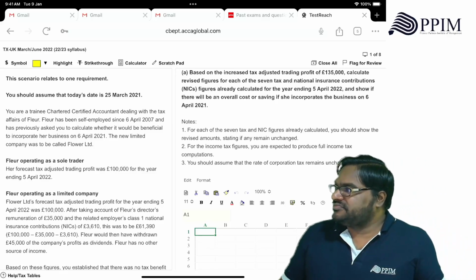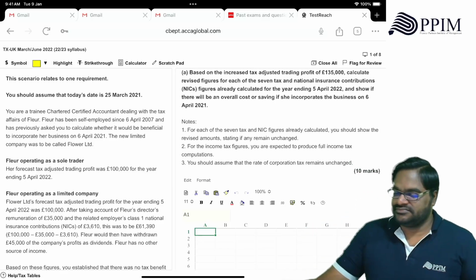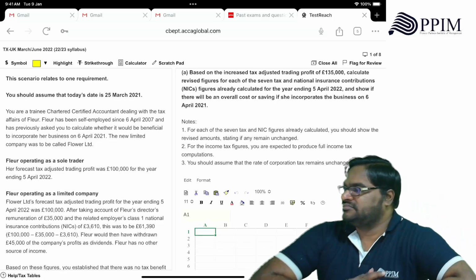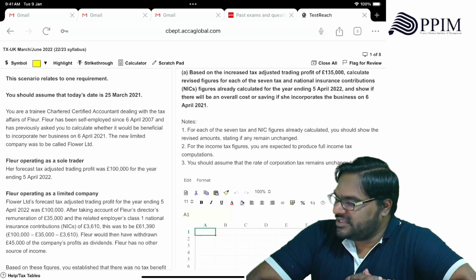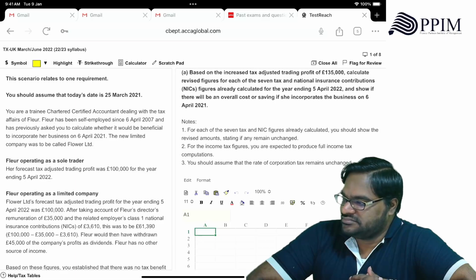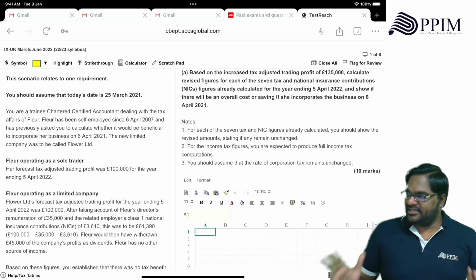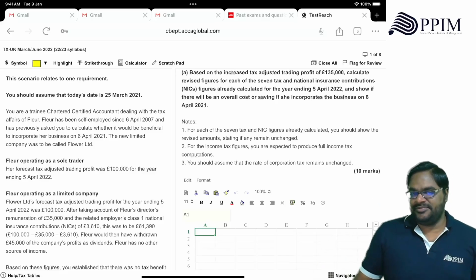10 marks are there. Can you guys give a try? Can you guys try to do this within the portal itself? Great. Since it's 10 marks, I'll give you 20 minutes. Give it a try inside the portal itself.